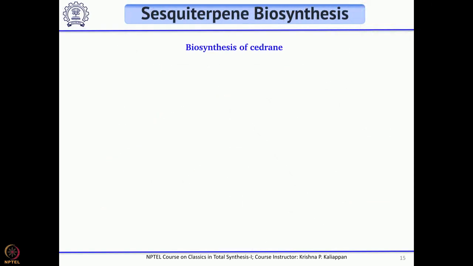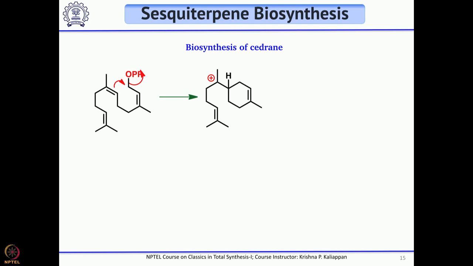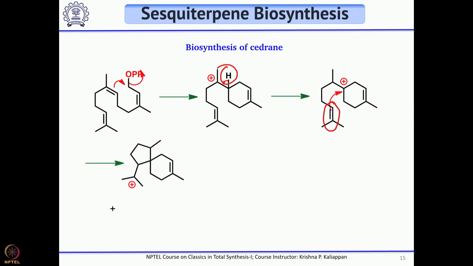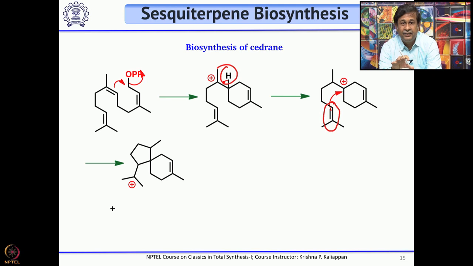For sesquiterpene, as I said, farnesyl pyrophosphate is the starting material. Again, the same way, the pyrophosphate goes out and then you get a 6-membered ring with a carbocation. Now what can happen? This hydrogen can migrate. If that migrates, the carbocation comes to the 6-membered ring. Then you have a double bond here. This double bond can neutralize the positive charge. If that happens, you get a spiro system.